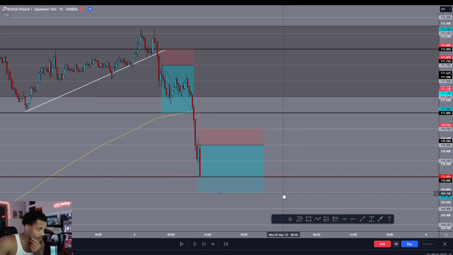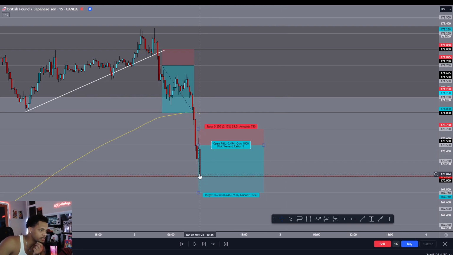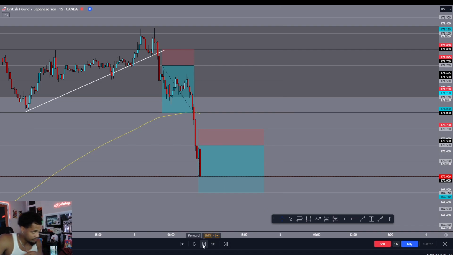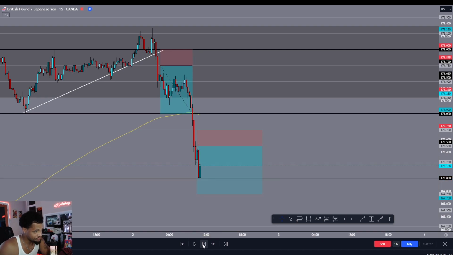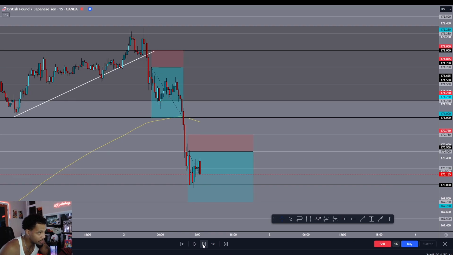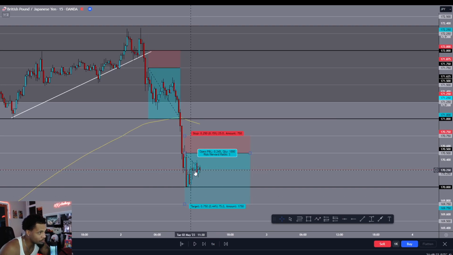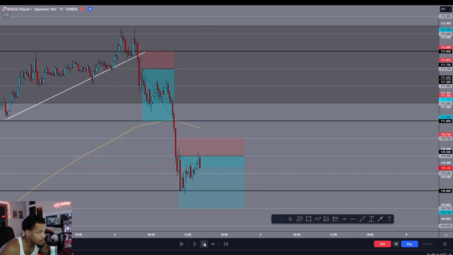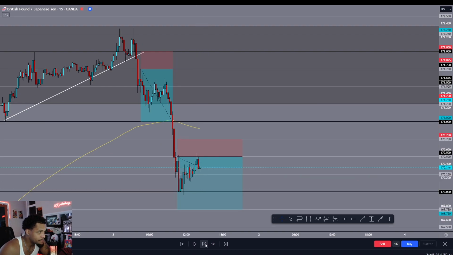50 pips immediately, right? This is during New York session. This is 10 a.m. 50 pips immediately, right? Now, I would personally be trailing my stop loss. That's to your discretion, wherever you want to put your stop loss. You have a retest here. You have a retest there.